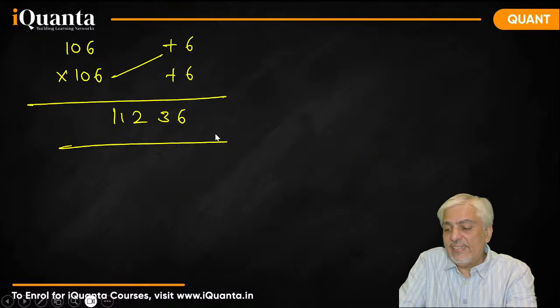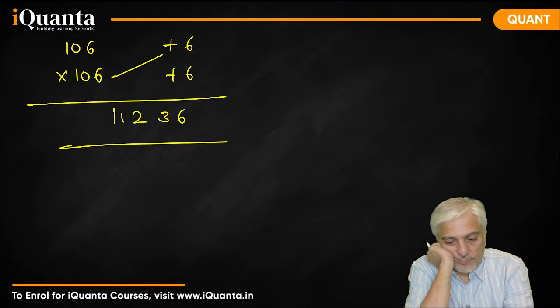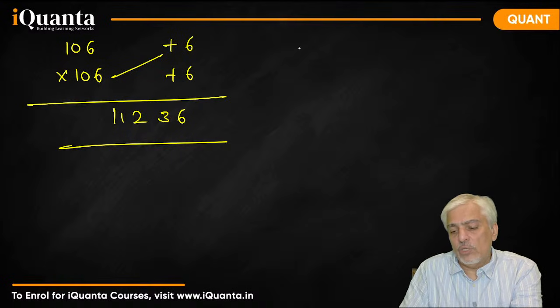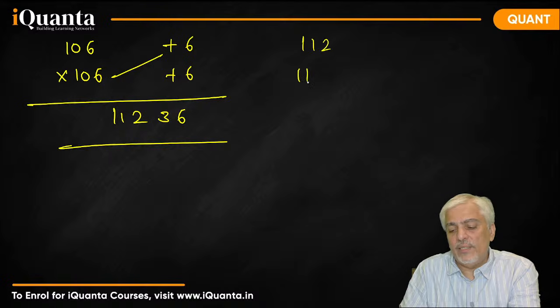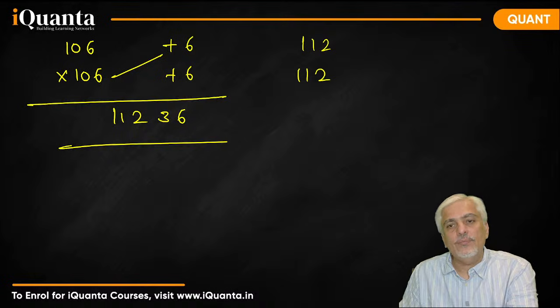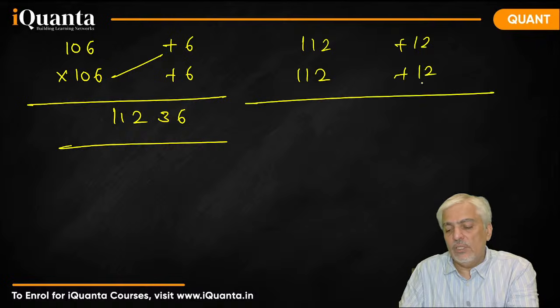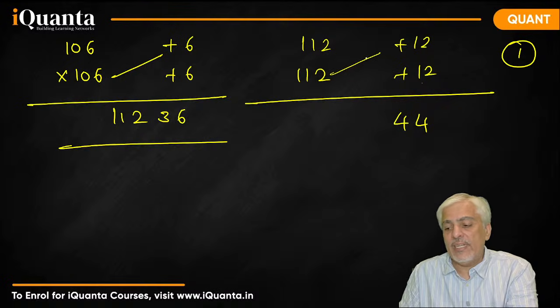I hope everybody is getting things. What if it is a bigger number, how will we do it? 112 into 112. Carry over rule will apply. Plus 12, plus 12. 12 12s are 144. 1 carry. 112 plus 12, 124. 124 plus 1, 125.